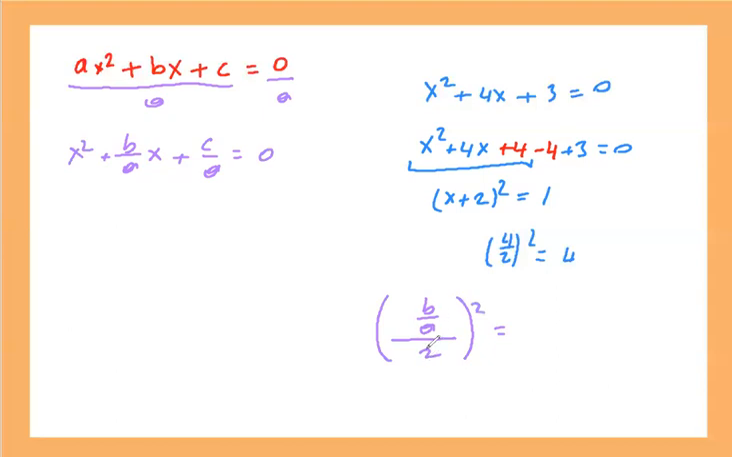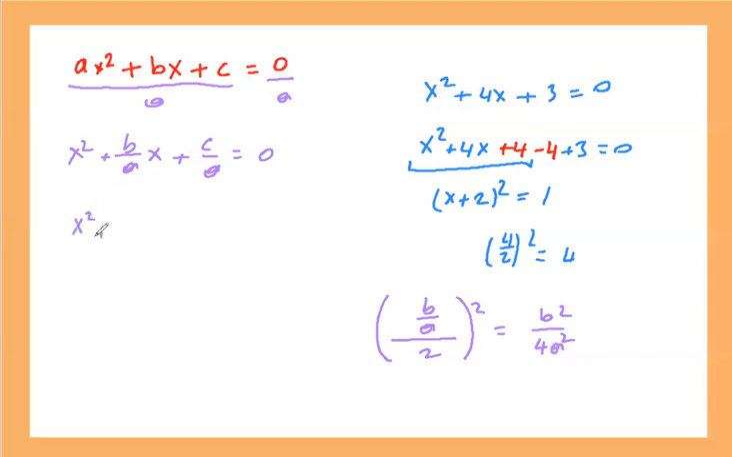B over a divided by 2 is b over 2a. If you square it, you will get b squared over 4a squared. So b over 2a times b over 2a will be just b squared over 4a squared, which is something I should be adding right there. So let me do that.